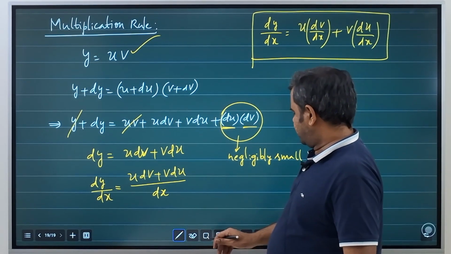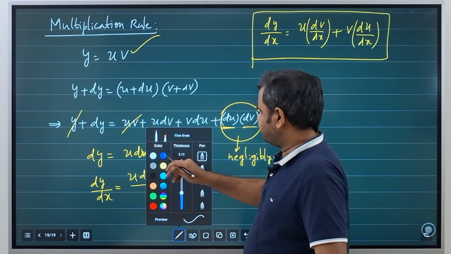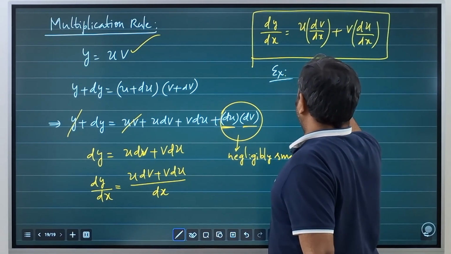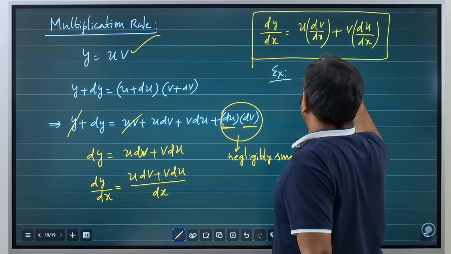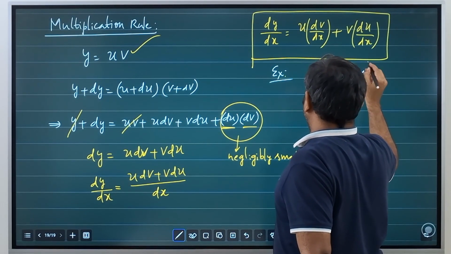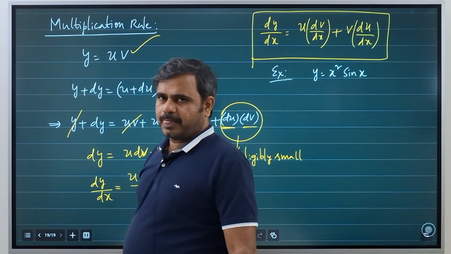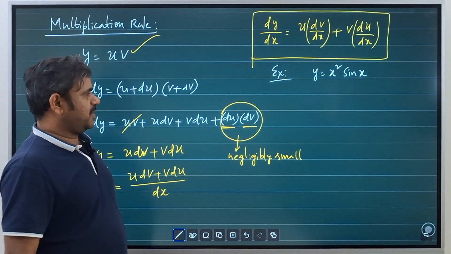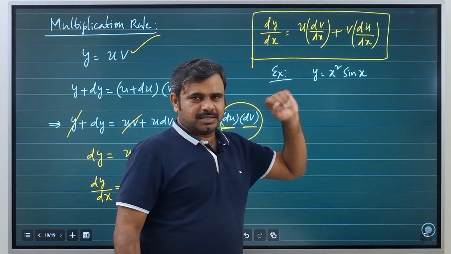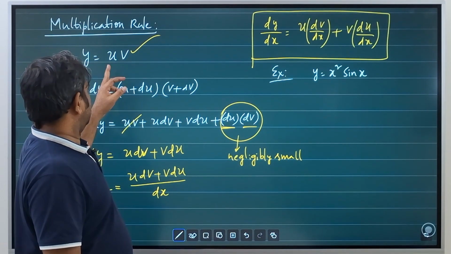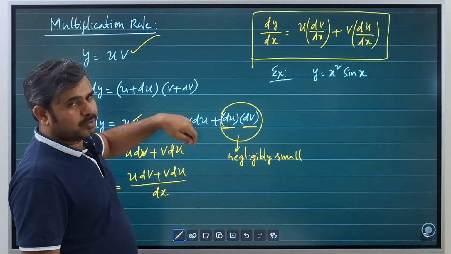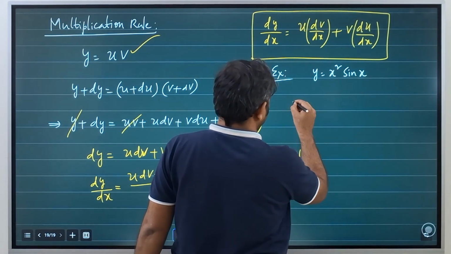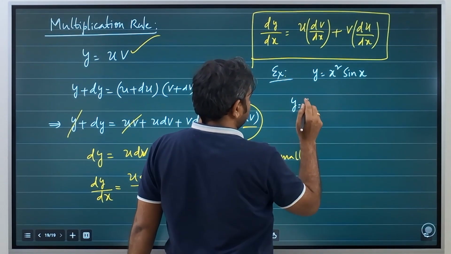Let's discuss a simple example here. I'll take y is equal to x square into sin x. x square is a function of x. Sin x is a function of x. So x square is u, sin x is v. Okay. Then apply this multiplication rule.